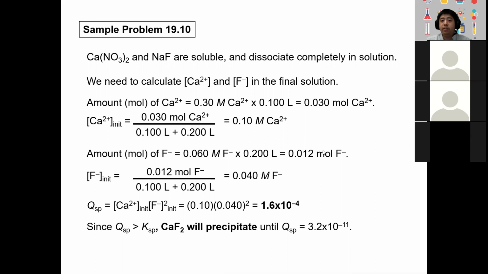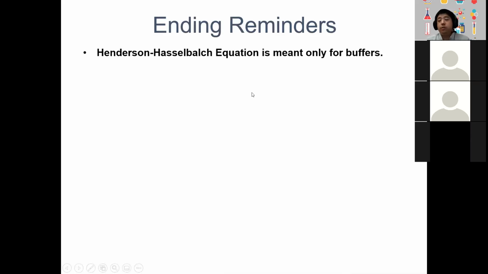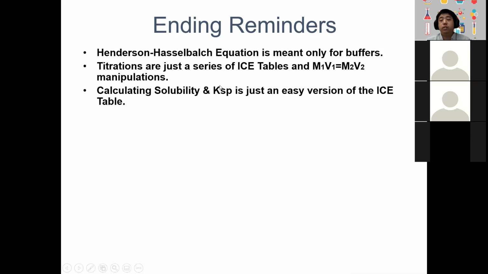Okay. Anyone else still need time with this? Okay, some ending reminders. Henderson-Hasselbalch equation is only meant for buffers. Make sure you do not forget that. Titrations that you're doing in this class is just a series of ice tables and a bunch of dilutions, M1 V1 equals M2 V2. So if you can see it that way, it's pretty easy. Just always look at what is in my flask or beaker, what has mixed, what do I start with, what are they, when they mix, what do I have left, and what does it react with.